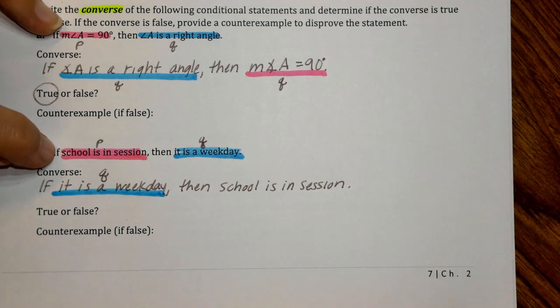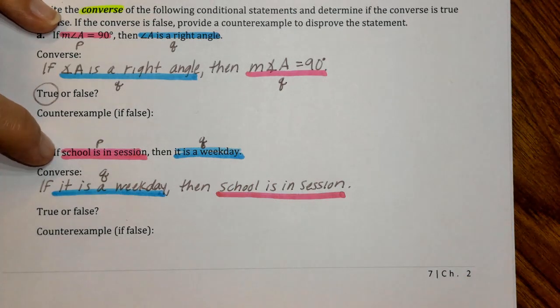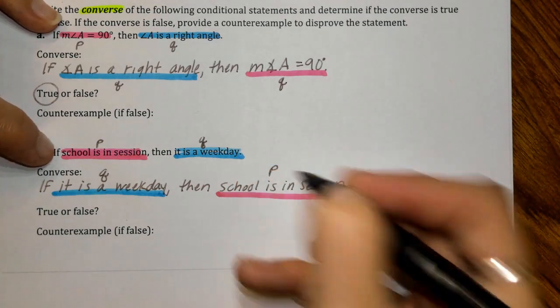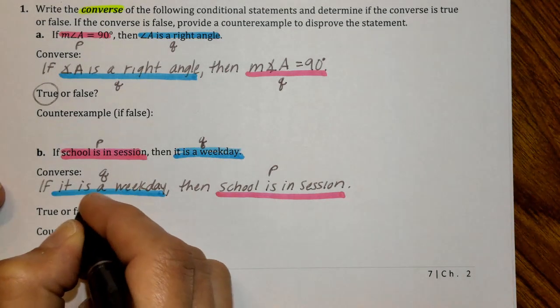School is in session, a hypothesis P, now comes second. School is in session. Switch them around. Now we want to look at, is this true or false? Well, if it is a weekday, does that mean every single weekday school is in session? Or is there a weekday you can think of that we don't have school? I can think of a lot of different days, so I'm going to put false.